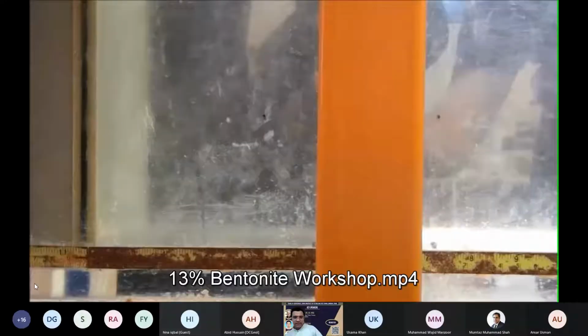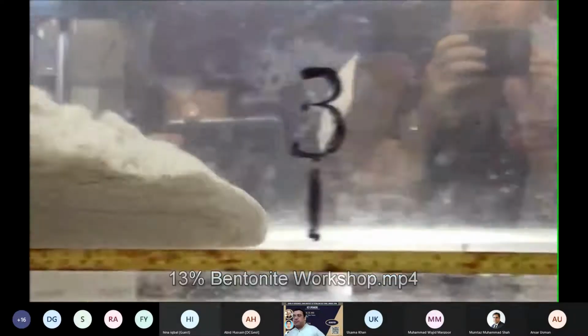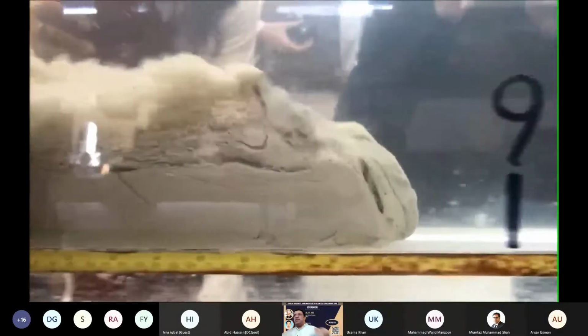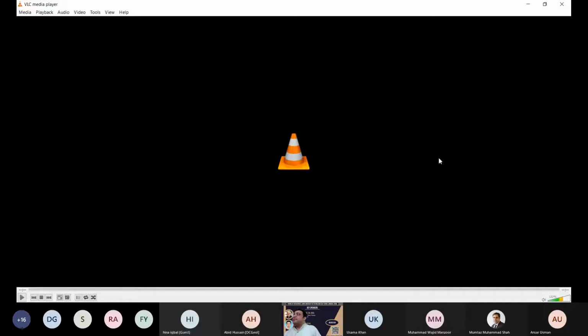So if I play it again, you can see it. 13% bentonite, fully turbulent flow, moving fast, quite mobile. So deposition from such a flow will be first en masse and then incremental. It's fairly mobile, and it covered considerable distance before it was frozen.